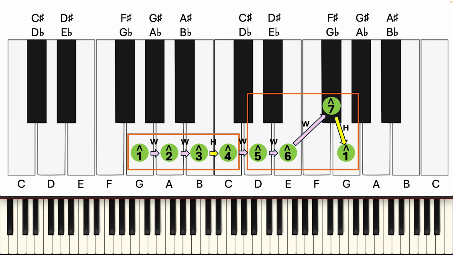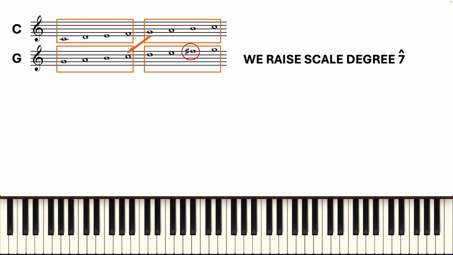In another way, the G major scale uses almost all of the same notes as the C major scale, except the F becomes F sharp. That's the only difference, but they share 6 notes in common. And if you look here, basically, we raised the scale degree 7. But why stop here? Let's continue.